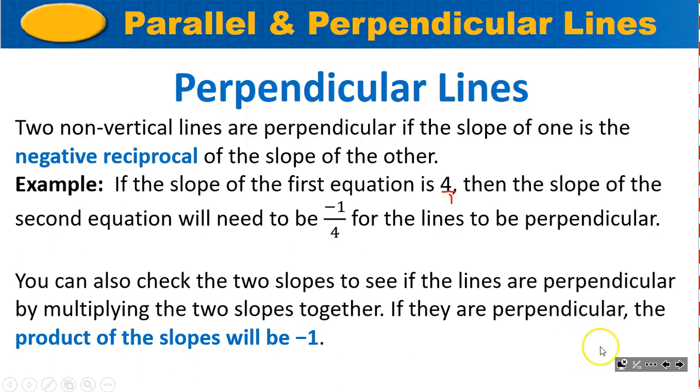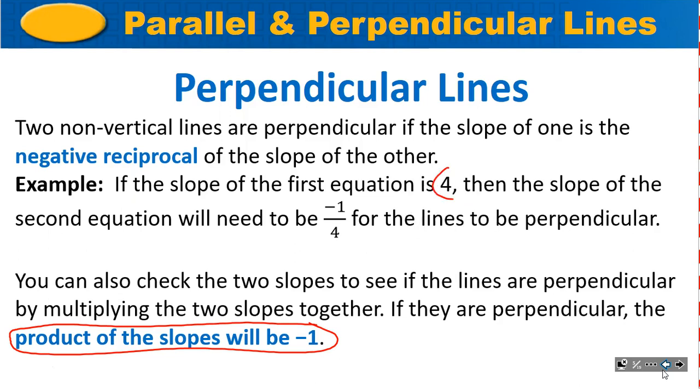You can check the two slopes to see if the lines are perpendicular by multiplying the two slopes together. If they're perpendicular, the product of the slopes will be -1. So if you don't believe me, right now on your calculators, go ahead and multiply 4 times -1/4. And when you do that, you're going to see that your answer is -1. So anytime you want to check and see if slopes are perpendicular, you just multiply them by each other. And if you get -1 as the answer, then those slopes are perpendicular to each other.